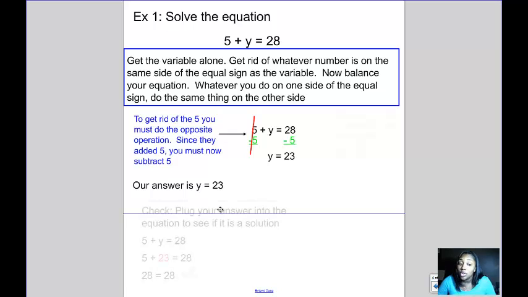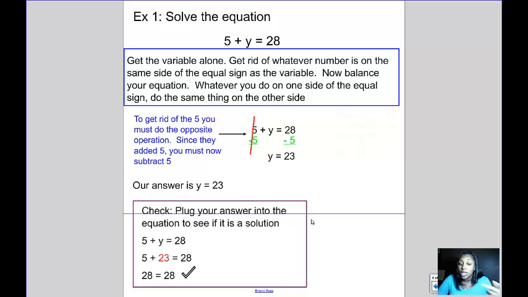So then, of course, we have to check our answer. To check, you're going to plug your answer into the equation to see if it's a solution. So we just found that y is 23. So we want to check it and see, does it work? So our equation, 5 plus y equals 28. We're now going to put 23 in for y. And does 23 plus 5 give you 28? Well, the answer is yes. So that lets us know that we found the correct value of y.